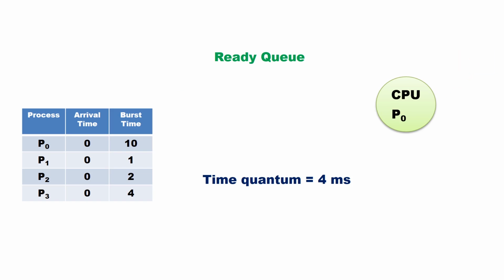At time 15, P0 is again relinquished from the CPU. Since it has 2 milliseconds more to execute, it is placed back in the ready queue. Since P0 is the only process in the ready queue, the CPU is allocated to P0. At time 17, P0 finishes the execution.